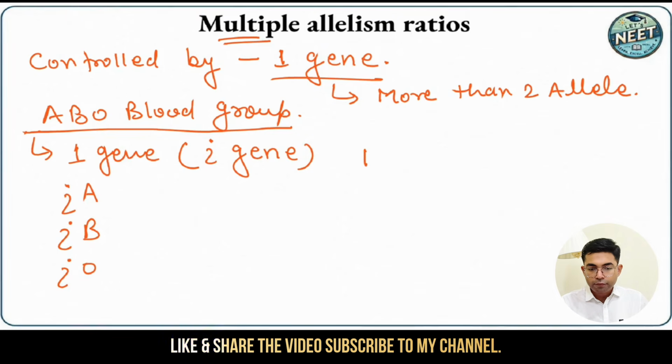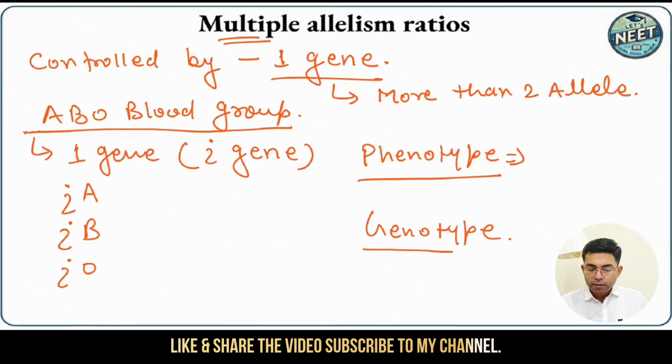Clear? So here again, if the question is asked, how many phenotypes and how many genotypes are there? Very simple. If you see the genotype, the genotype is 6, right? And the phenotype is how many types of blood group? Either blood group is A, or blood group is B, or it is AB, or it is O. So there are 4 types of phenotype.